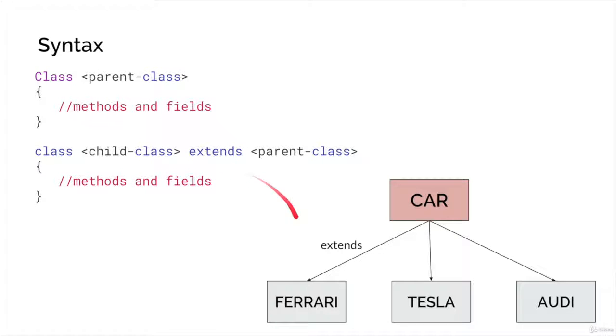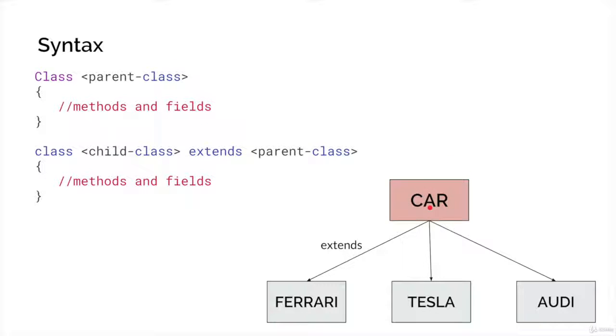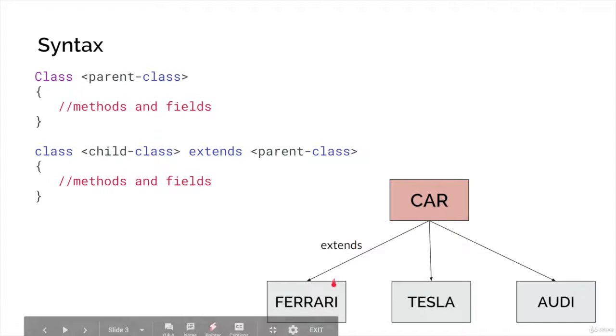So if Ferrari extends the car class, all the methods that we have defined in the car class, and also fields, which means variables, will be accessible within the Ferrari class. If you have one method in Ferrari and one method defined in the car class, with the help of the extends keyword, Ferrari will have two methods in it: one from the Ferrari class and one from the car class. We will soon demonstrate this with an example on the IDE.